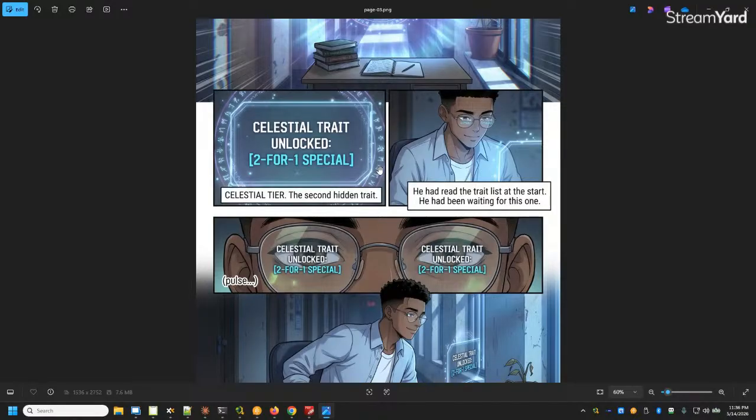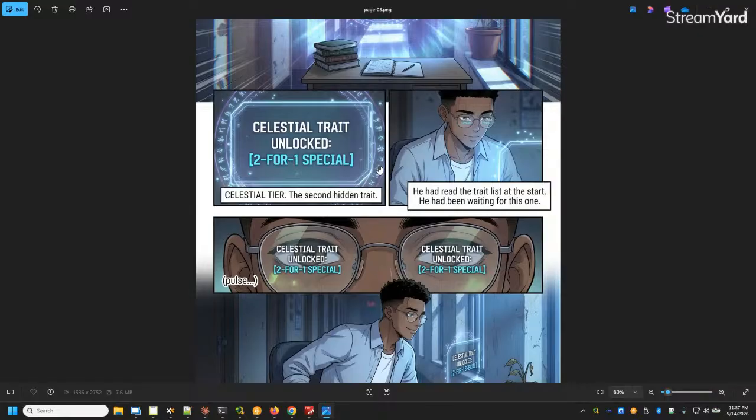Anyway, Celestial Tier, the second hidden trait, it would actually be the third. Actually, no, it wouldn't. No, I take that back. I know what I did. 2 for 1 special is the second hidden trait. Yggdrasil synthesis was the reward from the boss. Okay. He had read the trait list at the start. He had been waiting for this one.